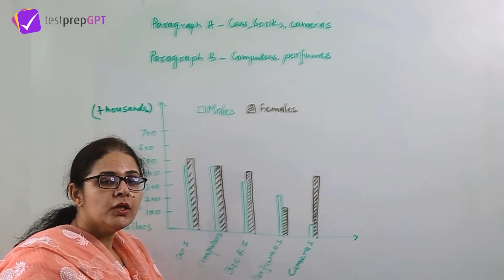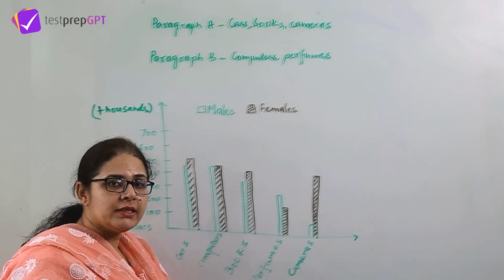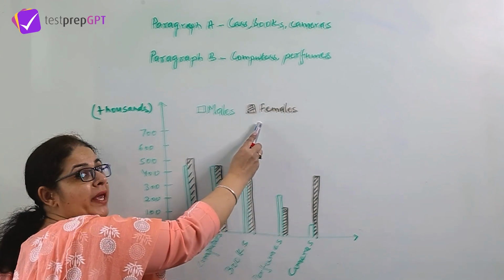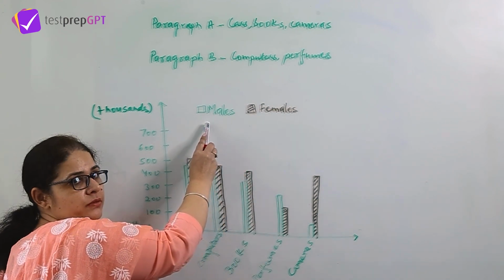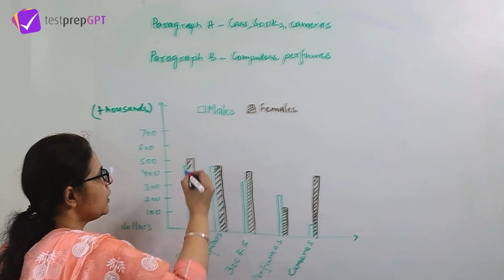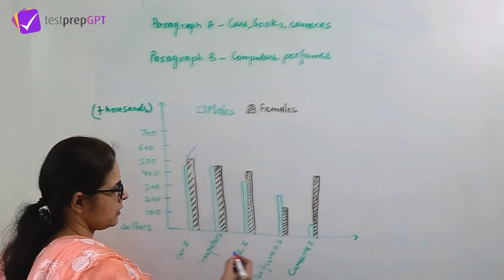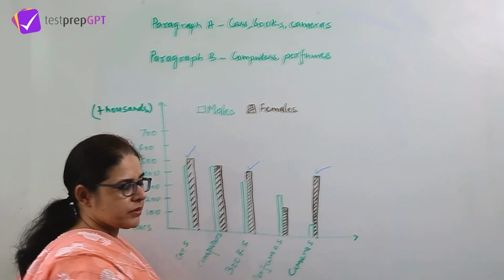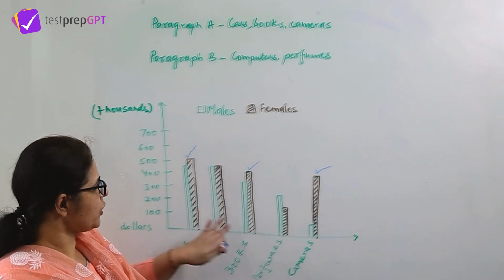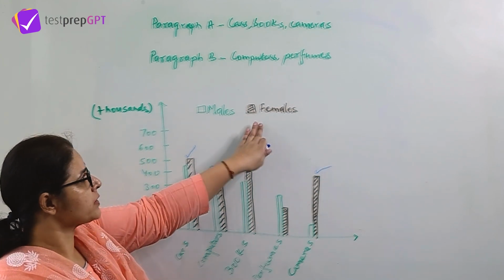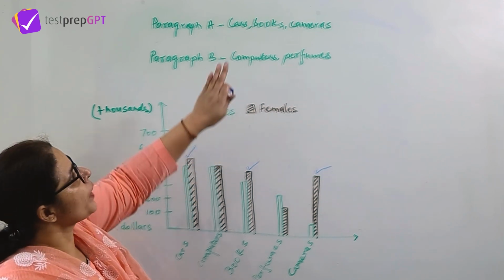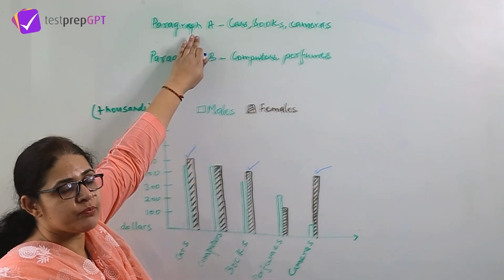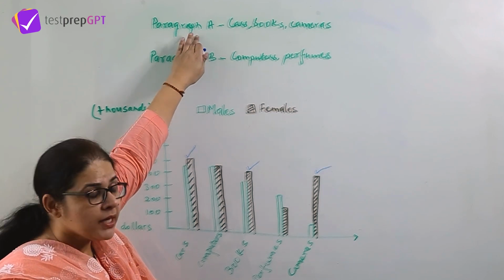So what I have done is, I'll look at where the consumer spending for females is more than males. For example, cars, books, and cameras. These are the 3 consumer goods where females spend more money than males. So I can put these goods into paragraph A. So I can write about them in the first paragraph, which is paragraph A.